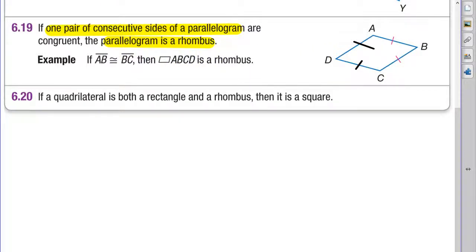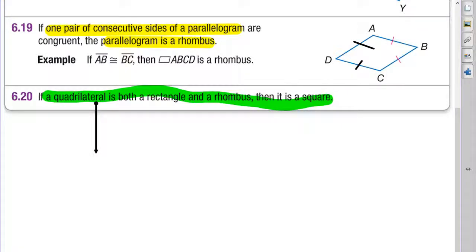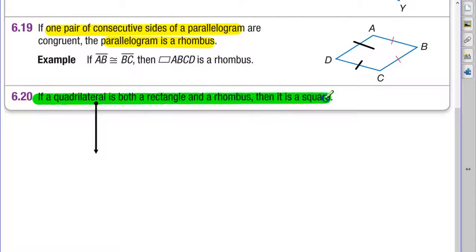And then the last one is really important for us, because when we get to this section in class, the question will be, how can we prove something is a square? What we'll do to prove it's a square is prove it is both a rectangle and a rhombus. Secondly, it says exactly what it means in this theorem, so I don't need to cover that. But if it's both a rectangle and a rhombus, then it's a square.